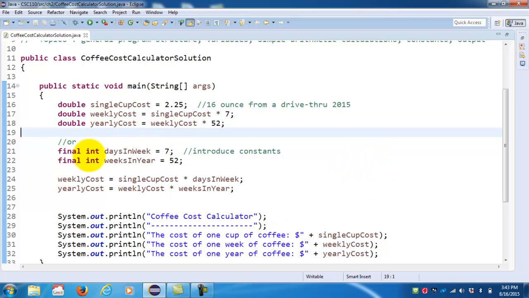We could have used one of the other integer data types, such as short or byte, because we know we only got the number 7. But we're just keeping it simple, keeping it uniform so that when you see each week's code, it looks the same. All right, let's run it one more time.